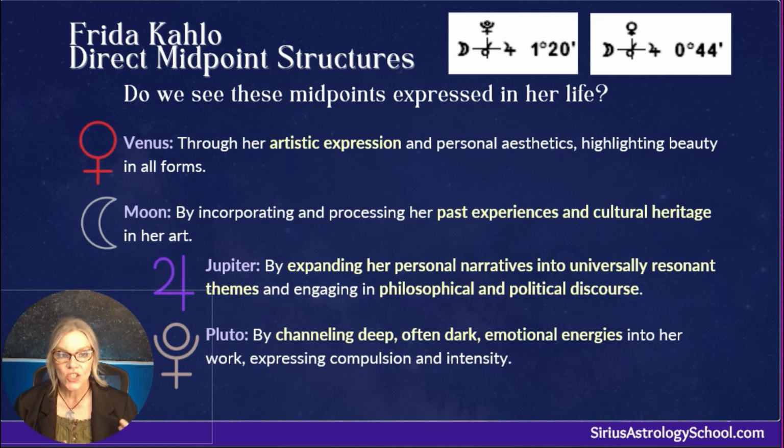The Moon, she is incorporating and processing her past experiences, her cultural heritage into her art, and that is really important to Frida. Jupiter, she expands her personal narratives into universally resonant themes, and she's engaging in philosophical and political discourse. That's part of her art. And Pluto, she's channeling this deep, deep emotional energy into her work by expressing it with some compulsion and intensity.